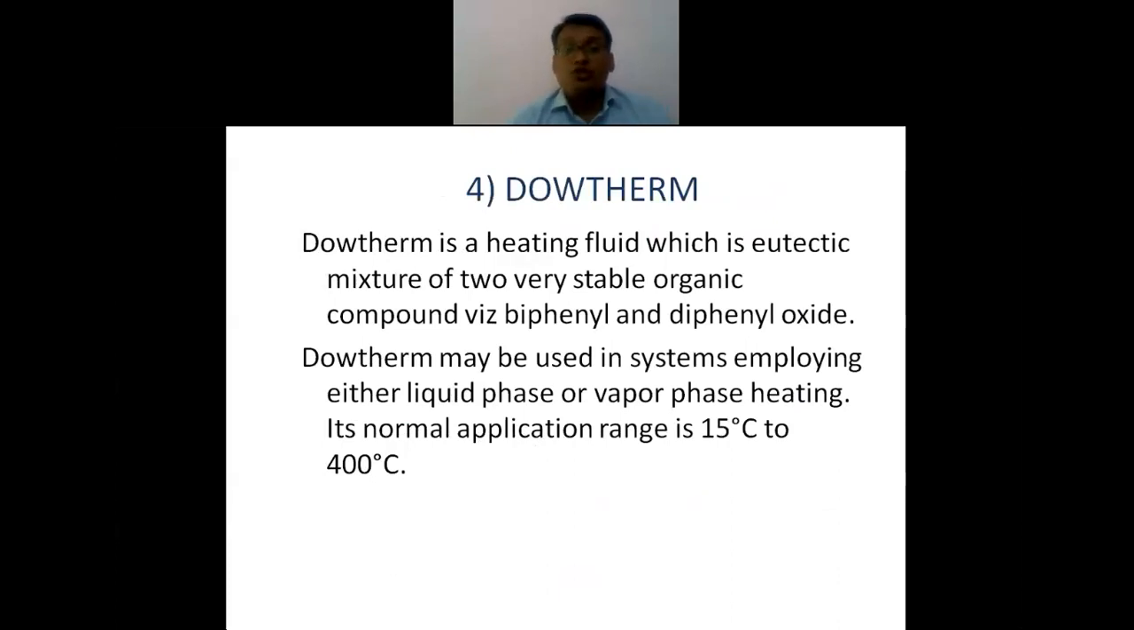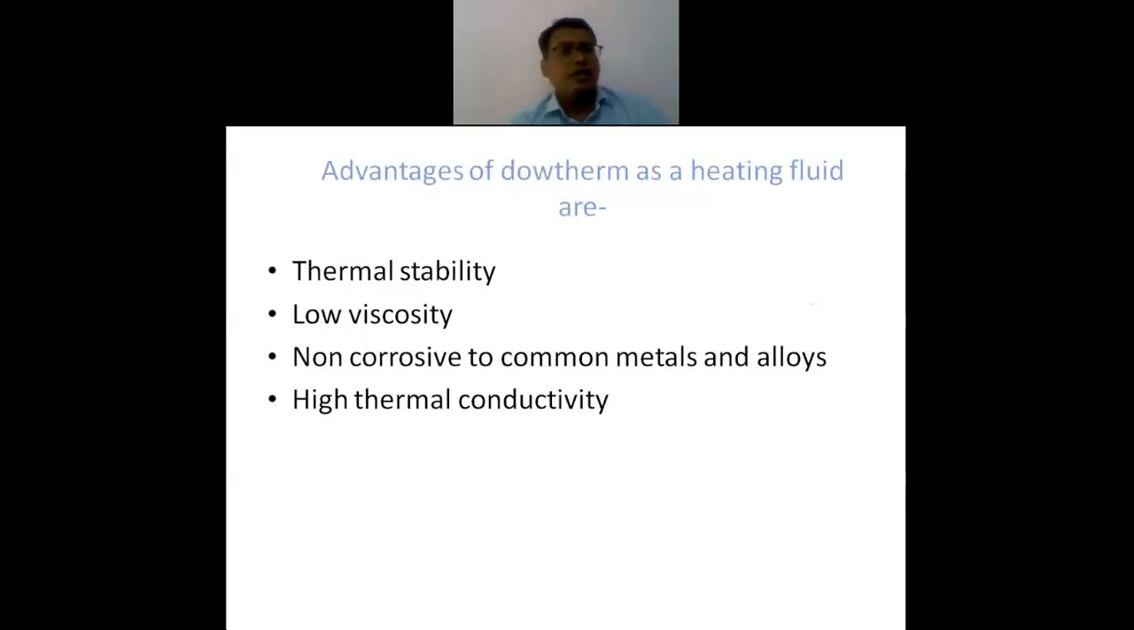Then Dowtherm. This Dowtherm is one of the most commonly used. It is DuPont manufactured. It is a eutectic mixture of two very stable organic compounds, that is bisphenol and diphenyl oxide, in the proportion of 76.5 and 24.5 percent. Dowtherm may be used in systems employing either liquid phase or vapor phase heating, above 100 degrees Celsius up to 400 degrees Celsius, which is preferred.